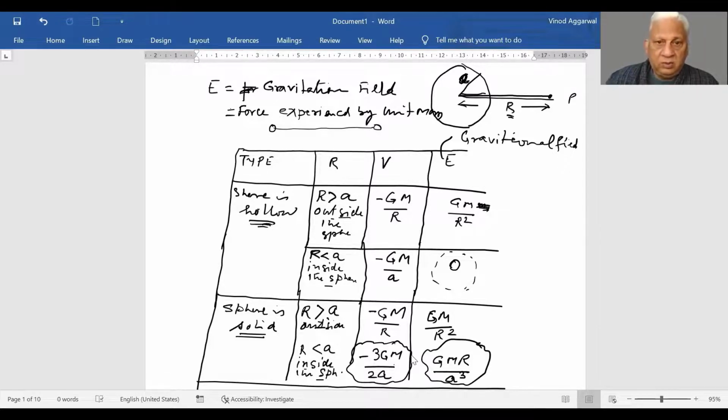So this is the relationship of where the point is, what will be its potential, what will be its electric field, gravitational field, right?